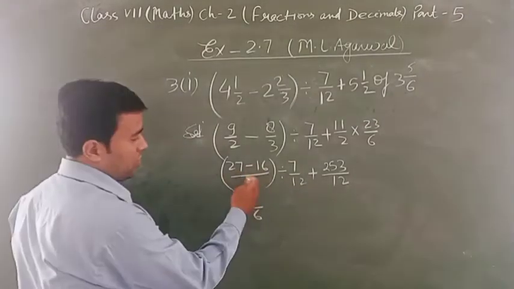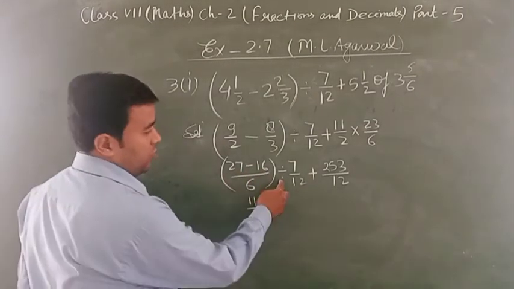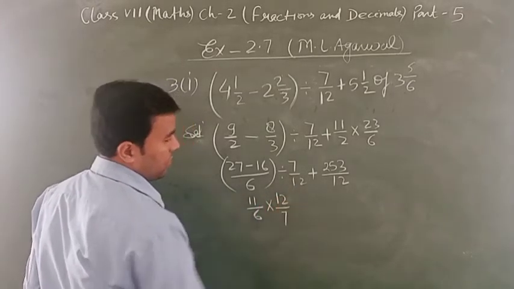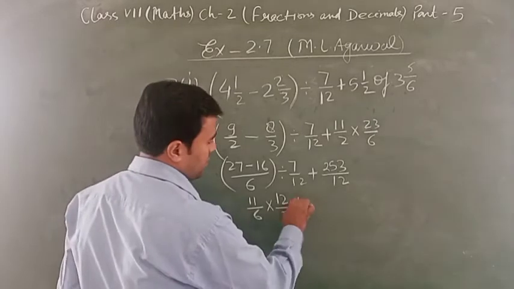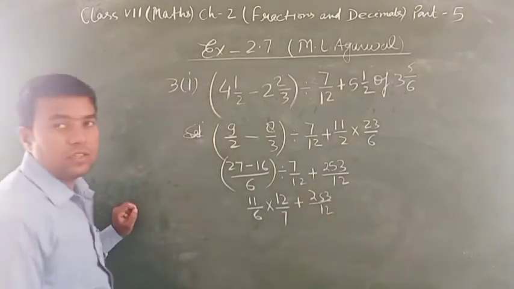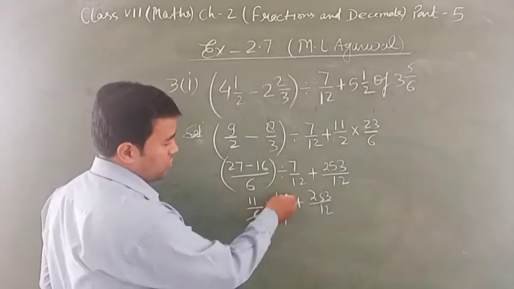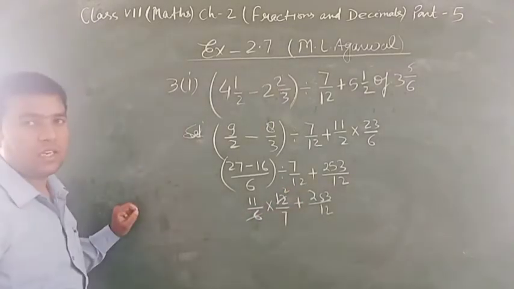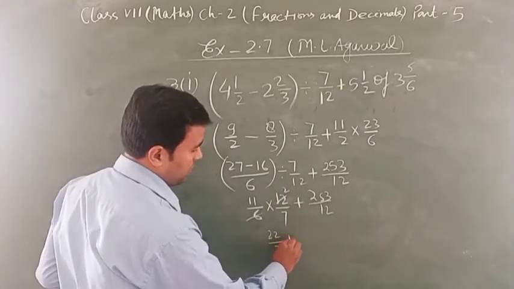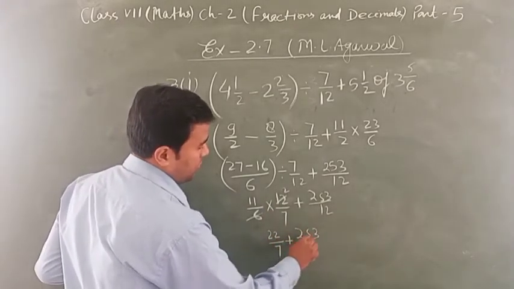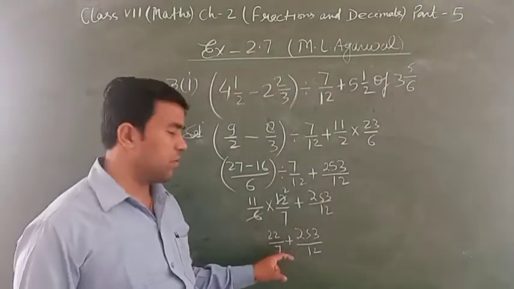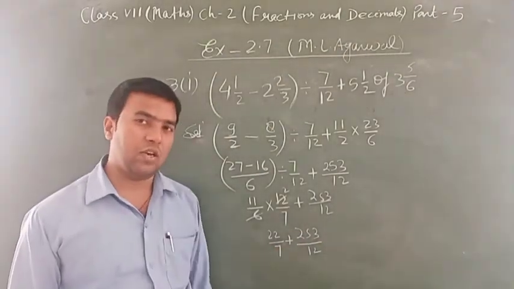7 minus 6 is 1, 2 minus 1 is 1. Divide changes to multiply, take the reciprocal, which is 12 by 7 plus 253 by 12. You can reduce 6 into 12. Clear? 11 times 2 is 22, so 22 by 7 plus 253 by 12.